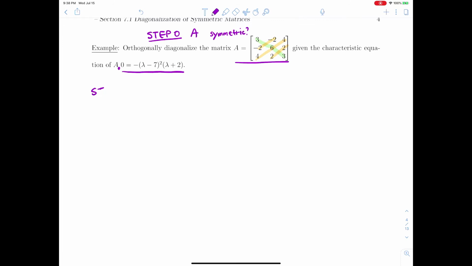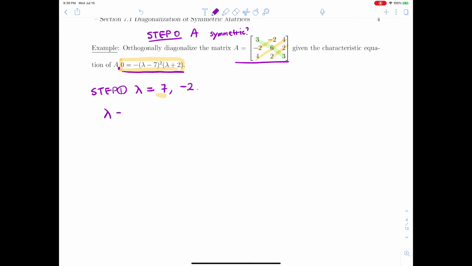And the next step is that we have to find eigenvalues and the corresponding eigenvectors. So we have the characteristic equation equals this. This gives you lambda equals 7 or negative 2. But 7 has multiplicity 2 in this case, so you can expect there should be 2 different eigenvectors. So let us begin with the easier case.